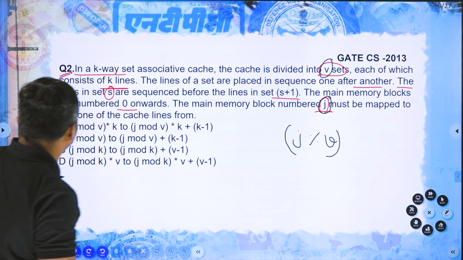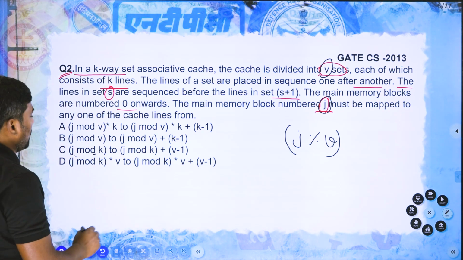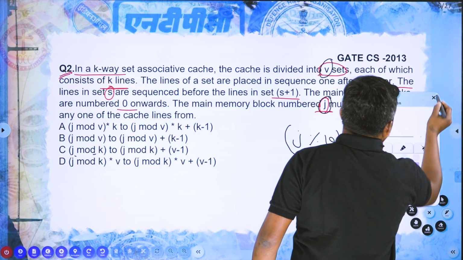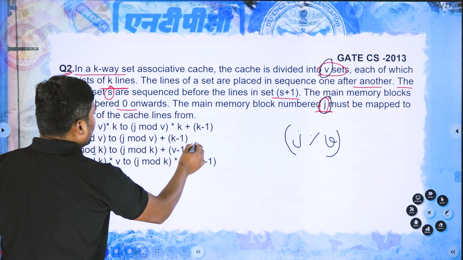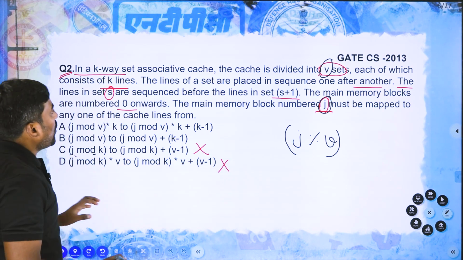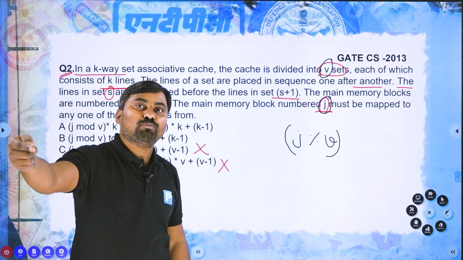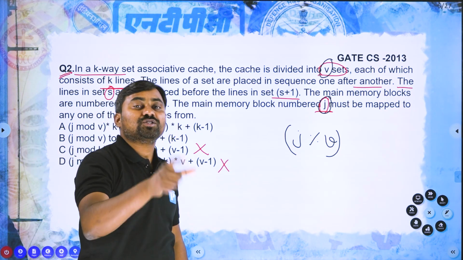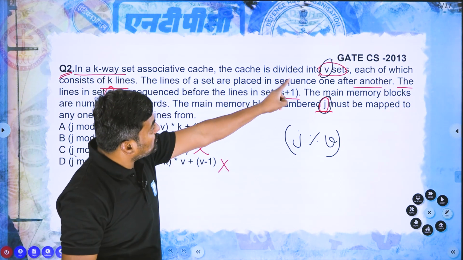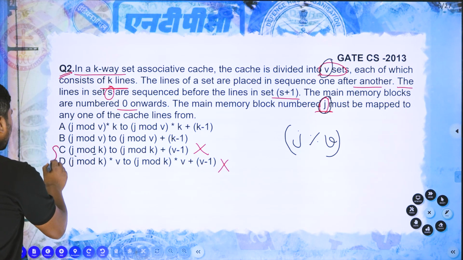You can see option A: J modulo V. Option B: J modulo V. Option C: J modulo K, correct or not? Getting my point, all of you? J modulo K, eliminate directly. Option D: J modulo K. We are not mapping into the size of the set. Please do understand, the Jth block of main memory is not mapped into the size of the set. We are mapping to the number of sets, which is already given: V sets are there. So straight away options C and D can be eliminated.